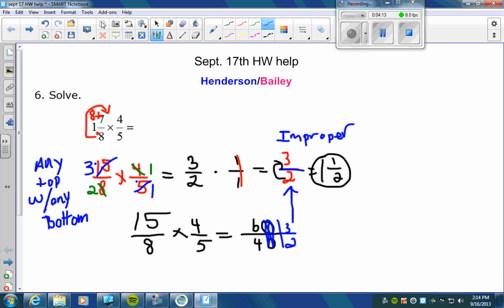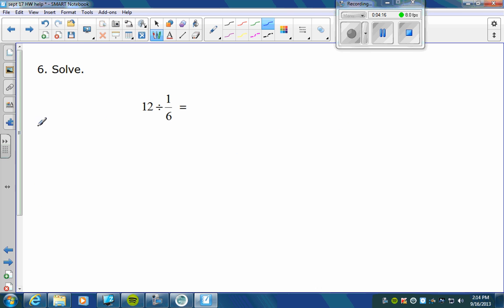Now let's look at the second part of number 6. 12 divided by 1/6. Before we do anything, we need to change that whole number into a fraction. The best way to change the whole number to a fraction is put it over 1. But before we can do that, I believe the rule your teacher gave you was KCF. We already know how to multiply. We've already done that in the first part. So that's what we want to do. We want to keep the first fraction the same.